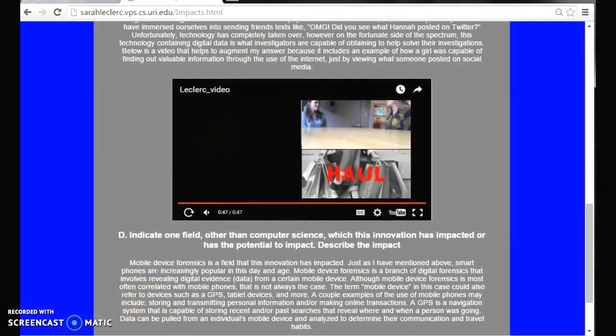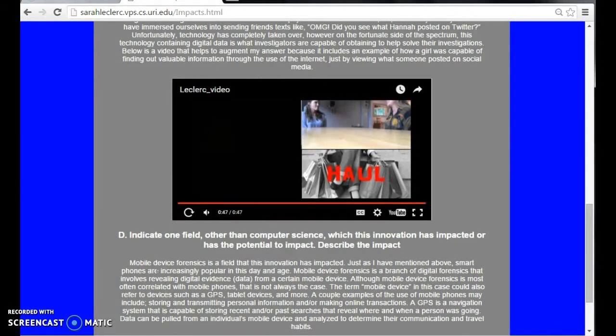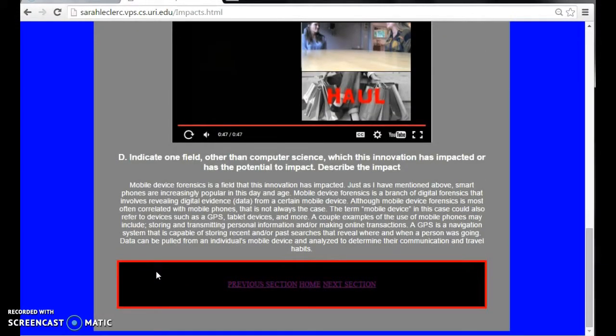Lastly, I was asked to indicate one field other than computer science which this innovation has impacted or has the potential to impact. I discussed how mobile device forensics is a field that this innovation has impacted. This is a branch of digital forensics that involves revealing digital evidence from a certain mobile device. The term mobile device could refer to devices such as GPS and/or tablet devices as well.